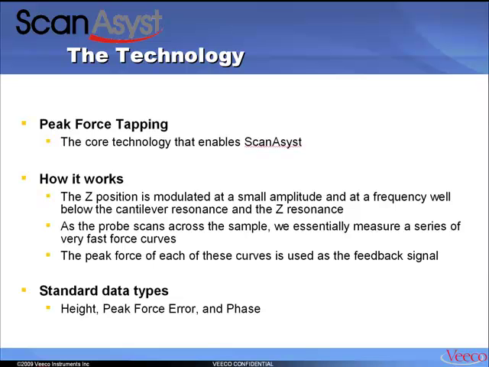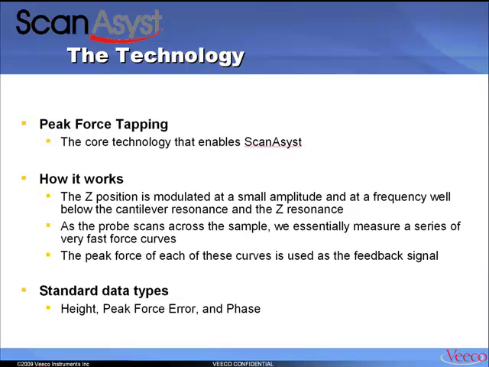The technology enabling ScanAsyst is something we refer to as PeakForce Tapping. It works basically by modulating the Z position at a small amplitude and a frequency well below any resonance of your system. While the probe scans across the sample, by modulating the Z position, we basically measure a series of very fast force distance curves, fast determined by the speed of the modulation, of course. The peak force of each of these force distance curves is then used as the feedback signal.